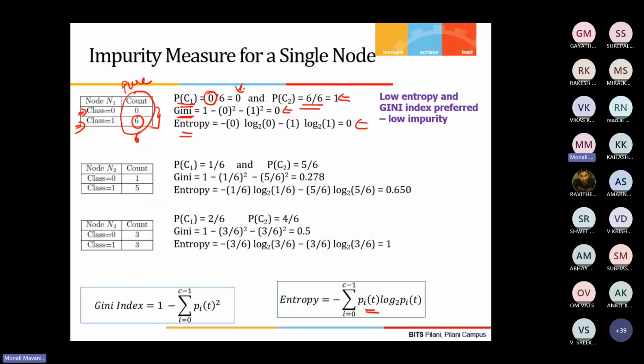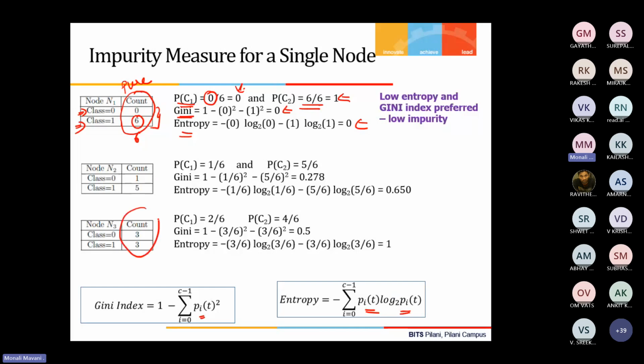So this P of i is actually a probability value, a proportion value. And we are calculating with a log to the base 2. So for the purer node, we will always get a Gini value of 0 or an entropy value of 0.